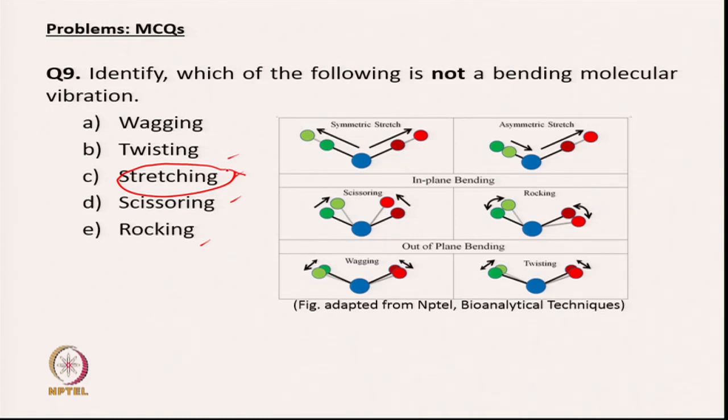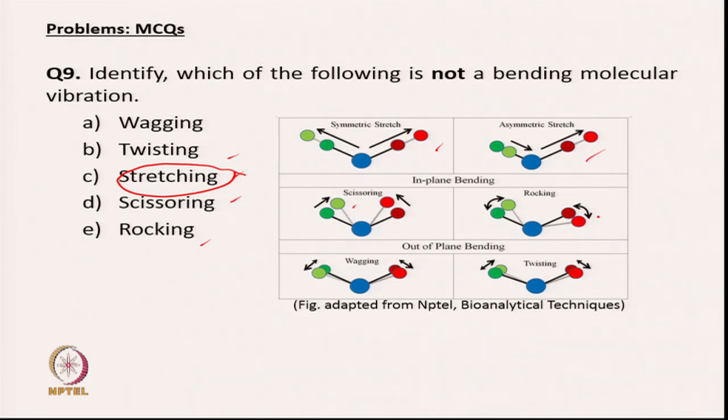So, the answer is C. You have stretching, symmetric stretching vibration and asymmetric stretching vibration, then in plane bending. In plane bending can be of 2 types, scissoring and rocking. In scissoring, both are moving towards each other, whereas in rocking there is a rocking between 2 different positions.